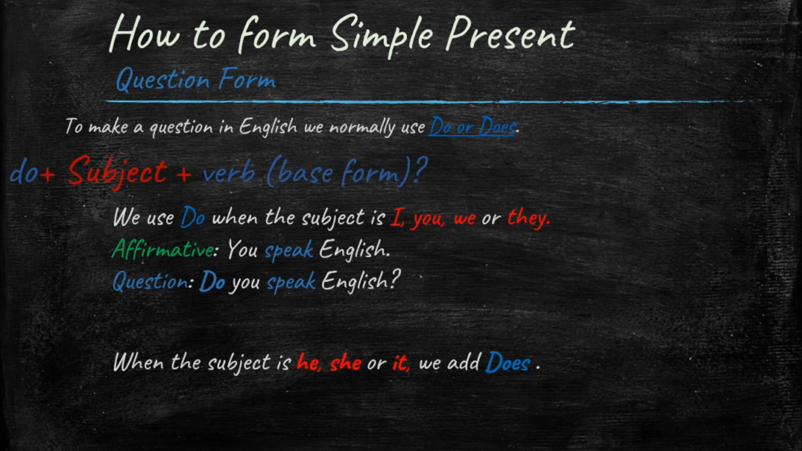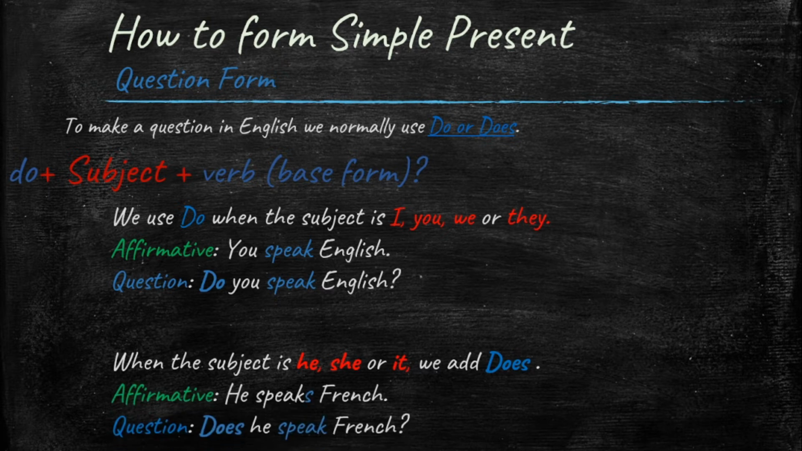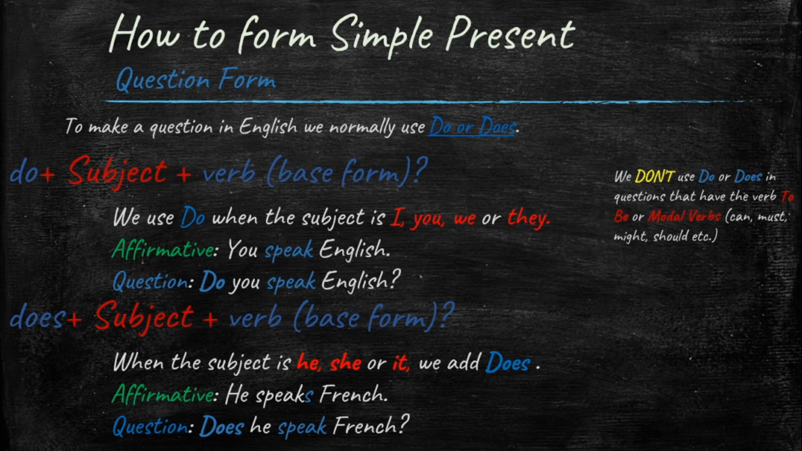When the subject is he or she or it, we add does. For example, does he speak French? So the sentence structure is does plus subject plus verb in the base form. We don't say does he speaks French. That's a common mistake. Another thing you have to put in mind is that we don't use do or does in questions that have the verb to be or modal verbs such as can, must, might, should, etc.